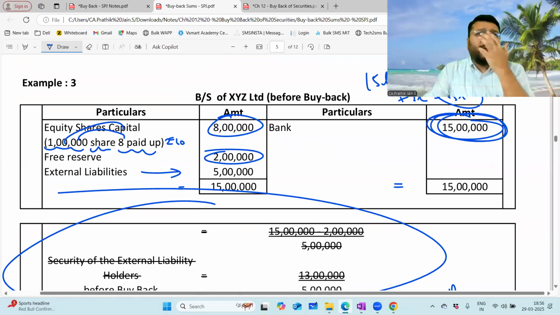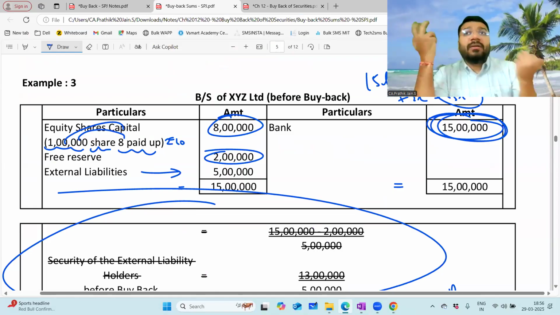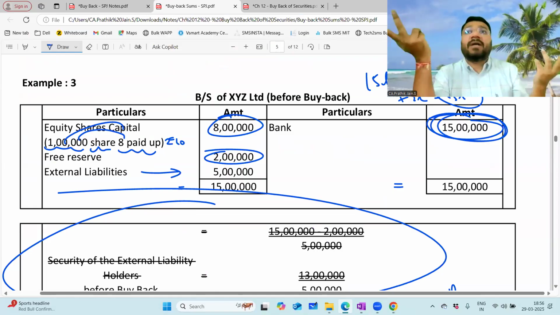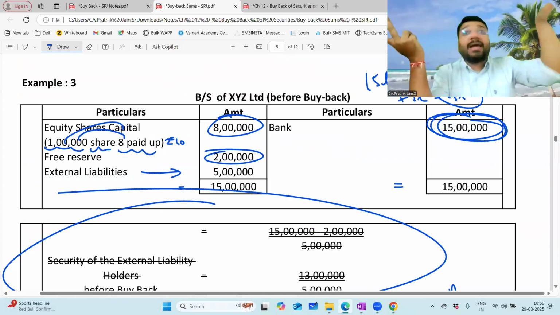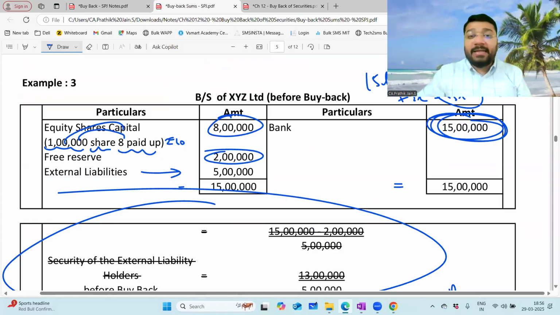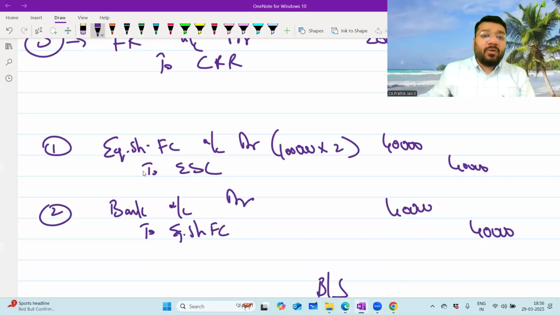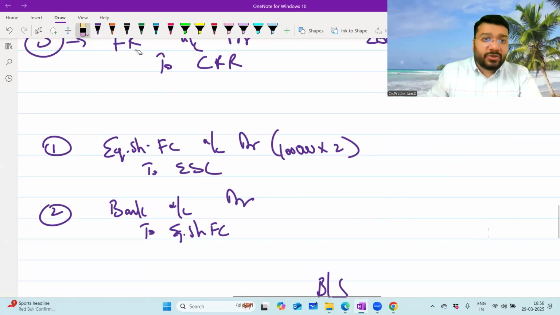Buyback means I'm giving the offer. Anybody can come and give the shares, surrender the share certificate, and get the money back. So who will come? I don't know. So I have to make the entire group fully paid. So now it will be 1 lakh into 2, which is 2 lakh and 2 lakh. Okay, please change.